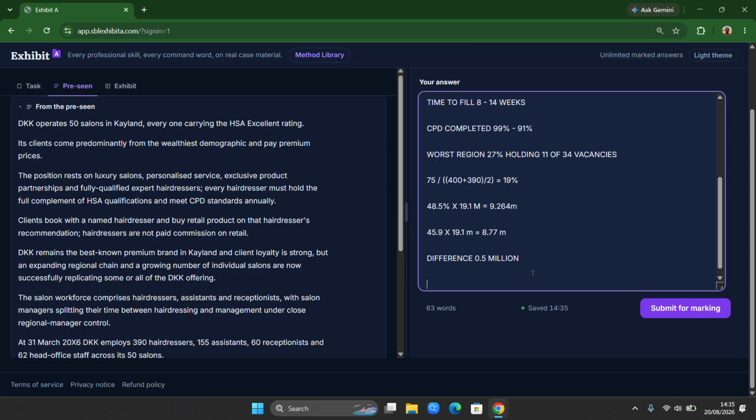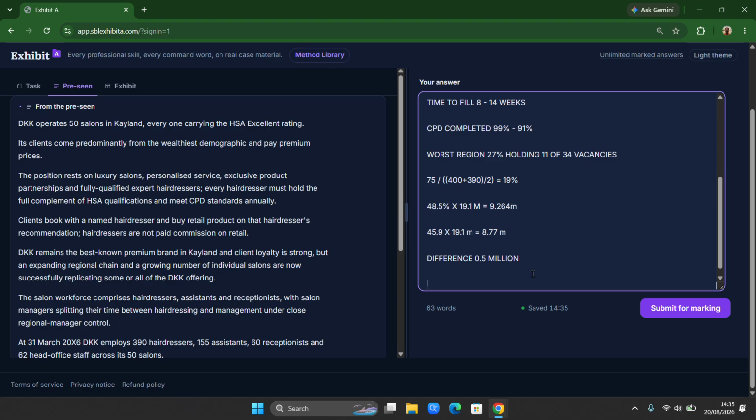So then I need the case background, and I'm not going to use all of it. It's only the parts that are relevant. Every hairdresser has to hold a full CPD qualification, and then they have to do their CPD every year, which is above the industry norm. Every salon will carry the top rating, and that rating rests on having the most skilled staff, which justifies the price. Clients book a named hairdresser, not a salon, so remember that.